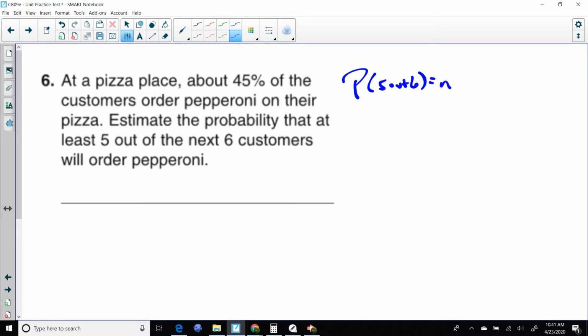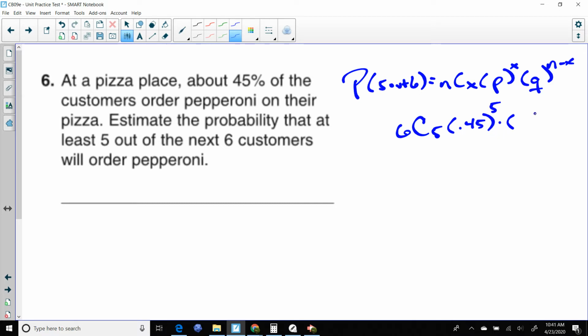This is going to be nCx, the success rate to the number of successes, and the failure rate to the number of failures. So our n is going to be 6. There are 6 different people who are buying pizza. We want to know 5 of them are going to get pepperoni. Our success rate is 0.45 to the number of successes, which we anticipate having 5 successes.